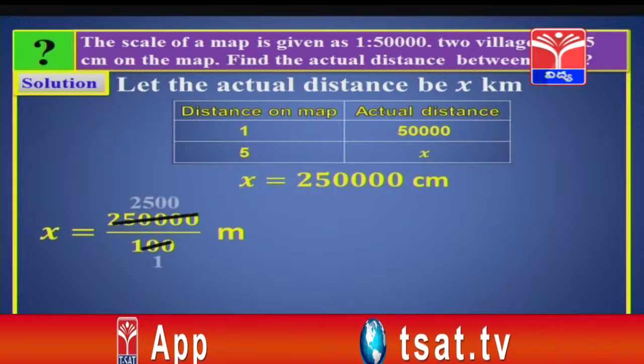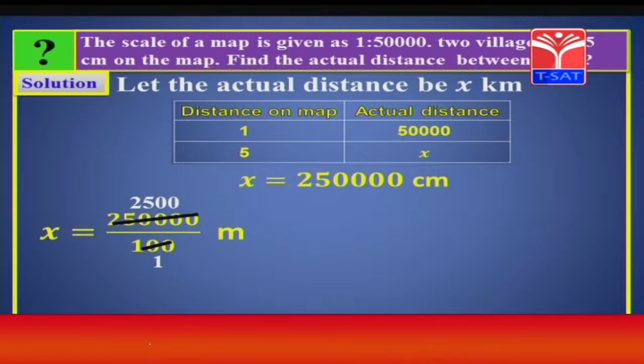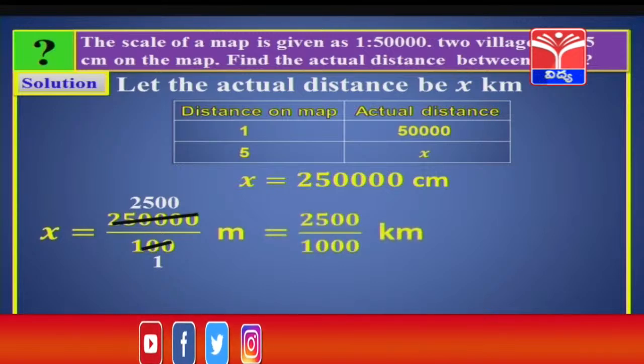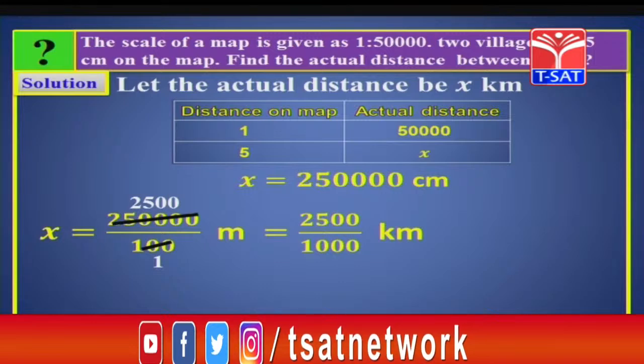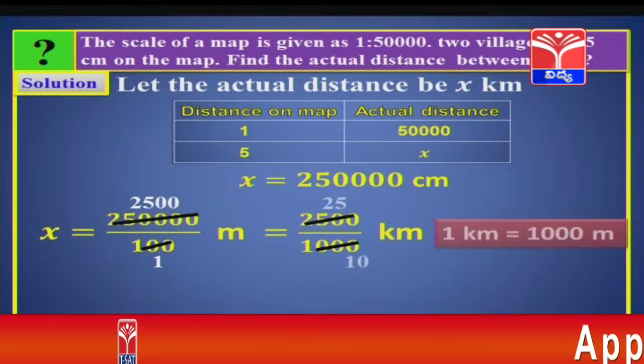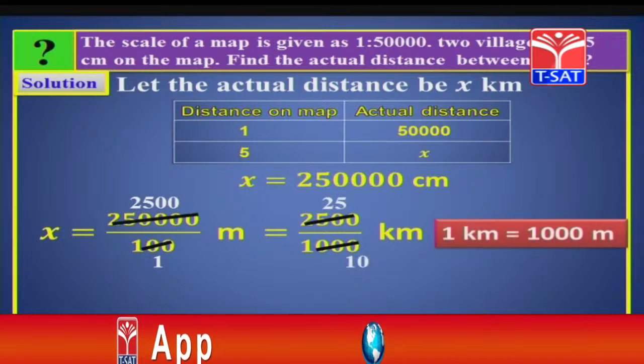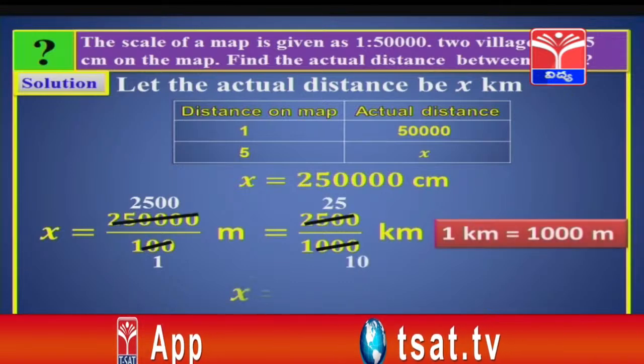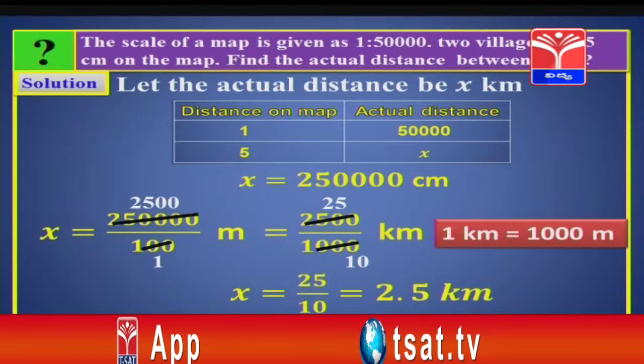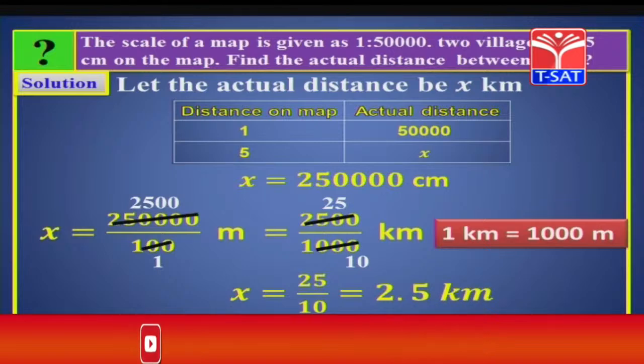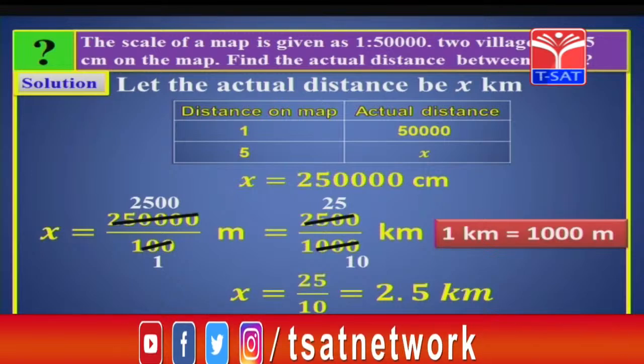Now, let us convert this into meters. So, how many times it will go? 2,500. So, 2,500 meters is the x value, but we will convert that into kilometers. So, we divide by 1000. On dividing it, how much do you get, children? Yes, 25 by 10, which is 2.5 kilometers. So, the actual distance between the two villages is 2.5 kilometers.